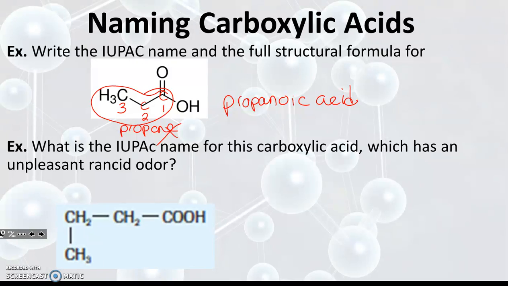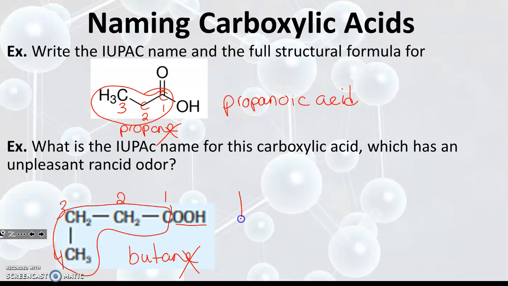The next example says, what is the IUPAC name for this carboxylic acid, which has an unpleasant rancid odor? Again, my first thing to do is go find the longest parent chain of carbons that includes the carboxyl group. So a carbon here, here, here, and here. Again, that parent chain doesn't have to be straight. So this is a 1, 2, 3, 4. It's a butane if I was ignoring the carboxyl group, and because there's this carboxyl group on it, I drop the E, so this becomes butanoic acid.